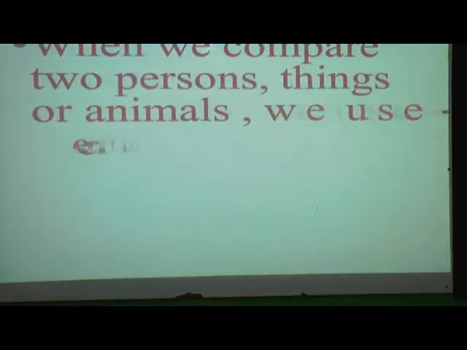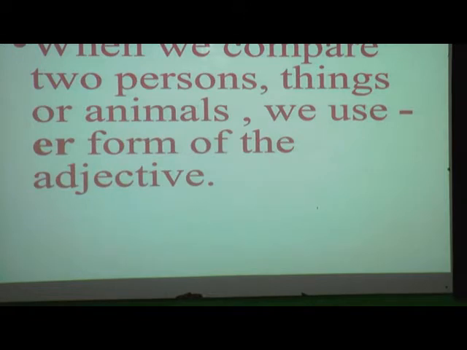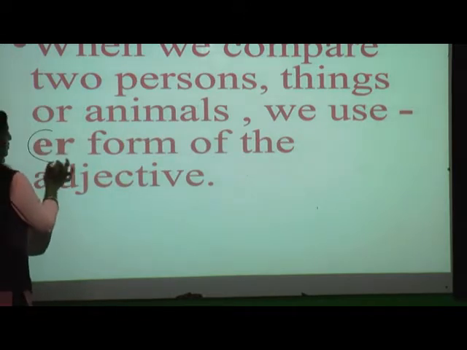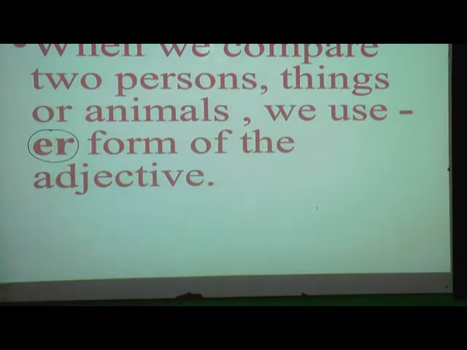So when we compare two persons, things or animals, what do we do? We use the er form of the adjective. What are we going to use? We are going to use the er form of the adjective. Again I will repeat, students. When we compare two persons, things or animals, we use the er form of the adjective.